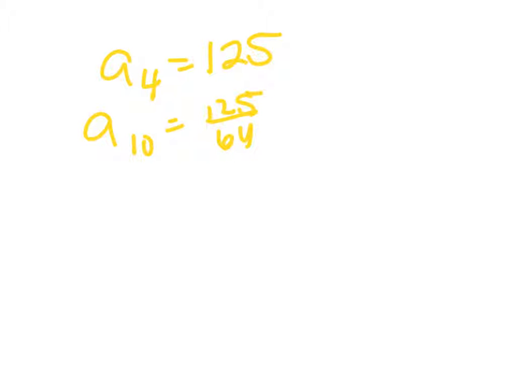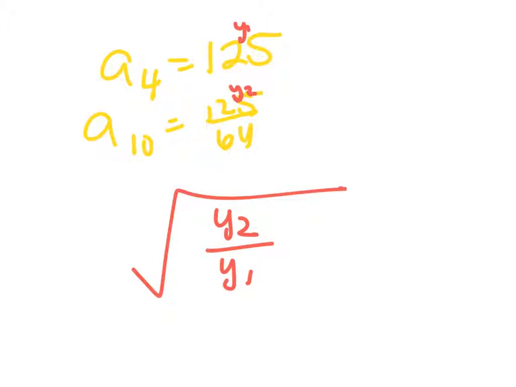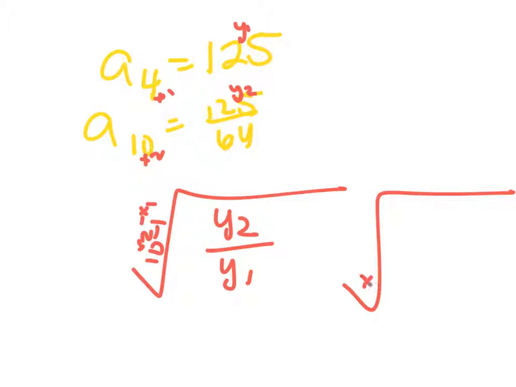So algebraically, you've got a to the 4th equals 125, a to the 10th equals 125 over 64. We're going to call these y1 and y2. So think of it like this: you're doing y2 over y1, and you're taking the root of x2 minus x1, the 10 minus the 4. So you're taking whatever root of x2 minus x1 is in there, of y2 over y1, if you want to do it mathematically like that and not have to write it all out.